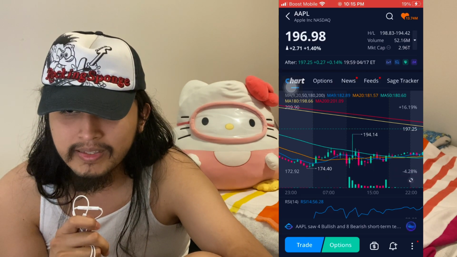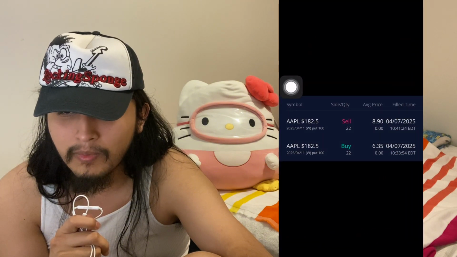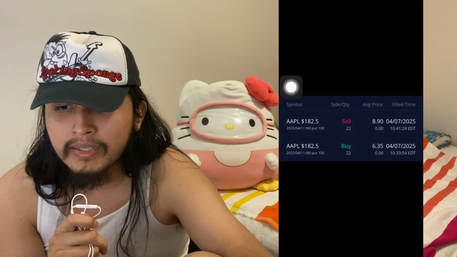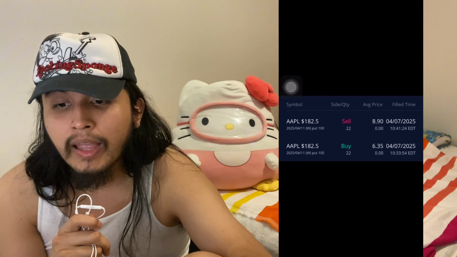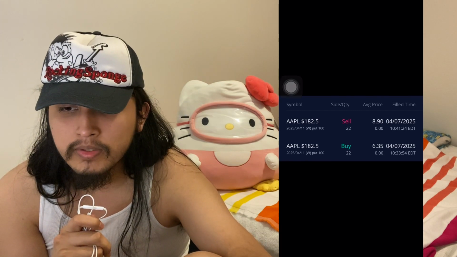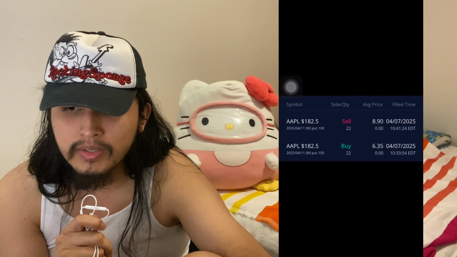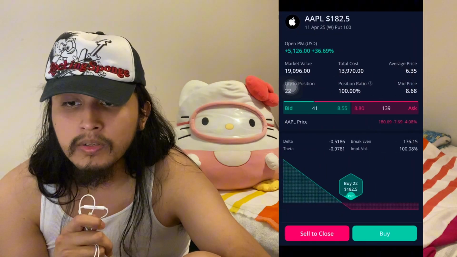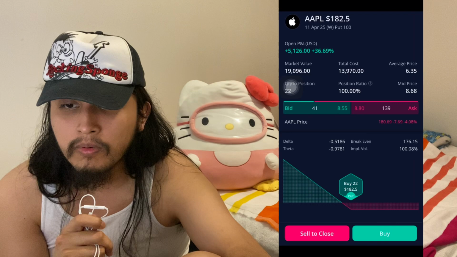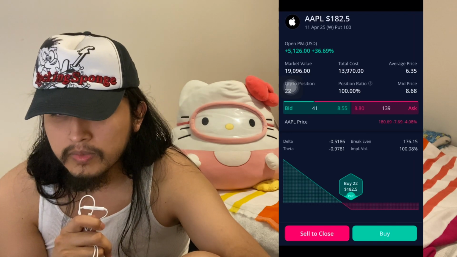Within that same candle at 10:41, that big spike was for nothing. In that instant, Apple started spiking downwards. When I sold out the position at 10:41, I made a gain of $5,126 trading Apple put options. So this trade was pretty short.